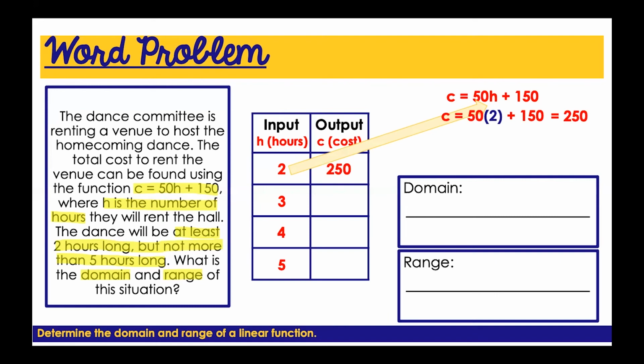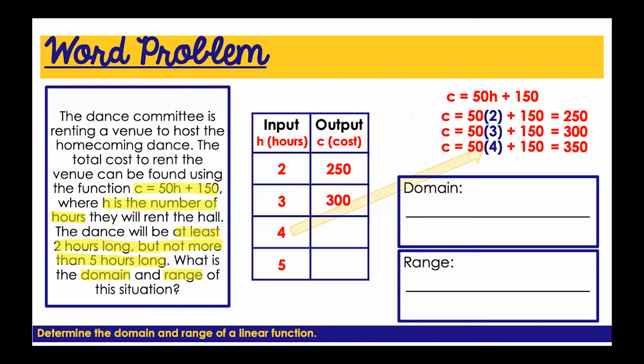Next, you're going to input 3. You're going to have C equals 50 times 3 plus 150. That's going to give us 300. So my second output is $300. Then just keep repeating the process. The input is now 4. C equals 50 times 4 plus 150. That's going to give me 350. That's my next output. And then lastly, substitute the 5 in. 50 times 5 plus 150. That's going to equal 400. And my final output is 400.